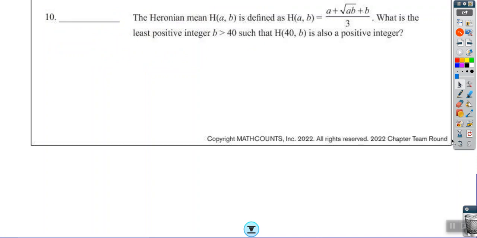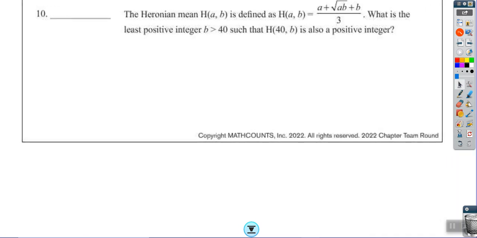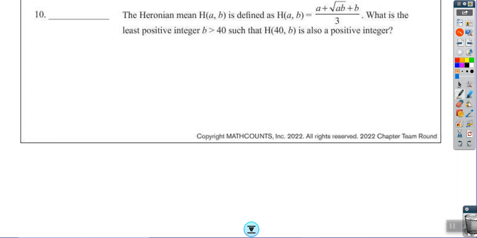So here we go. We know that we have a Herrian mean, and it defines this mean by saying that if we have a pair of values a, b, h of a comma b is going to be a plus the square root of a times b plus b, and that's all divided by 3. So what I'm going to do is, we know that the a value is 40, so right away I can say 40 plus the square root of 40b plus b.